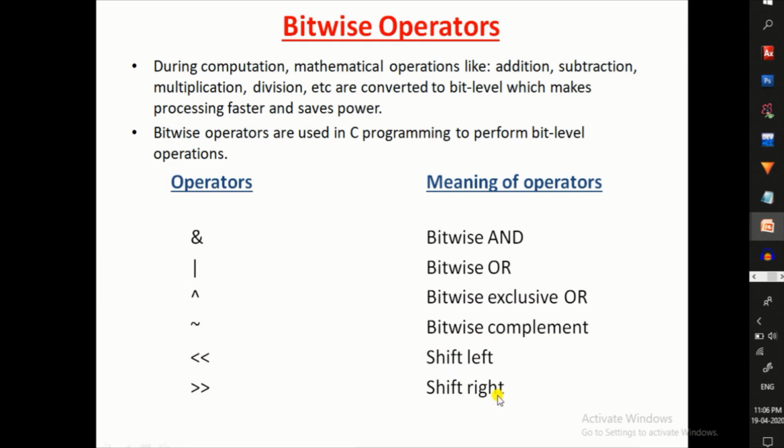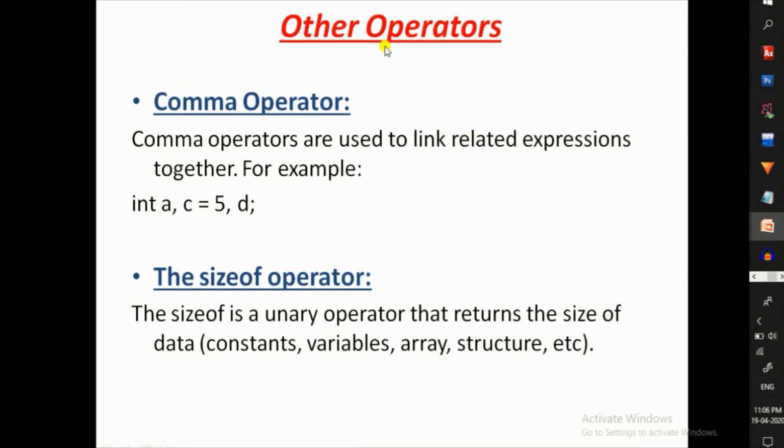The next operator is the comma operator. Comma operators are used to link related expressions together. For example, int a, c = 5, d. So if we want to initialize three variables at a time, and also assign a value to any particular variable at a time, we use these comma operators.